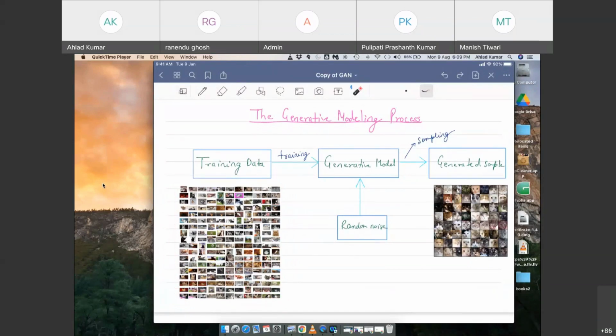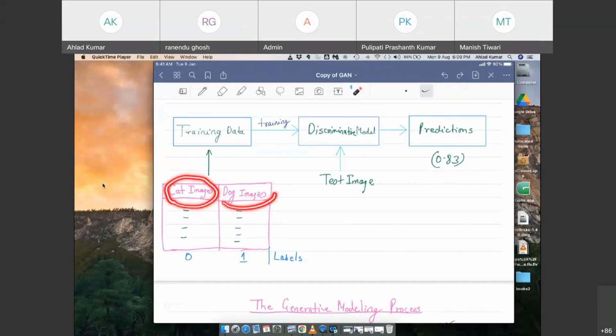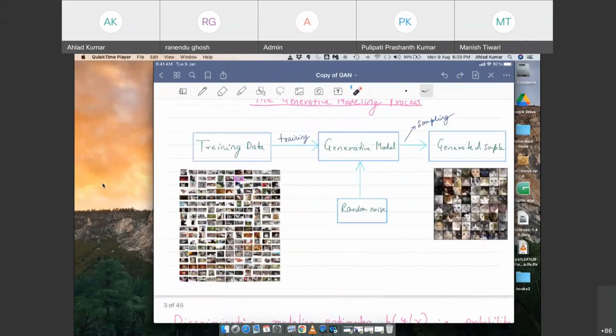But note that here there are no labels attached to these cat images. In the case of discriminative modeling, you had cat images and dog images, and a label was also attached along with that. But here you only have specific images, whether it's a cat or a dog, that depends. But in my example, I'm taking only cat images. And note that there are no labels attached to it. So it's a completely label free training data set. So now we are using these images as the training images so that we can train our generative model, which we will be defining in our coming lecture.